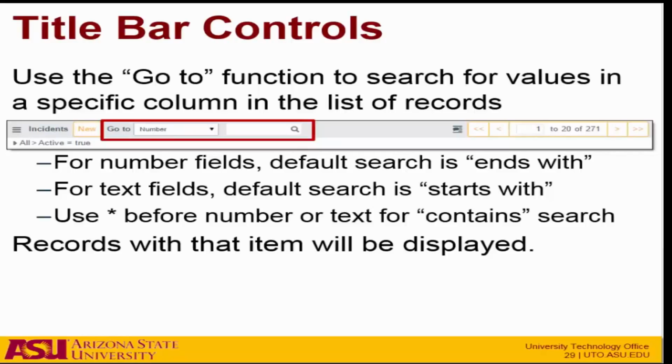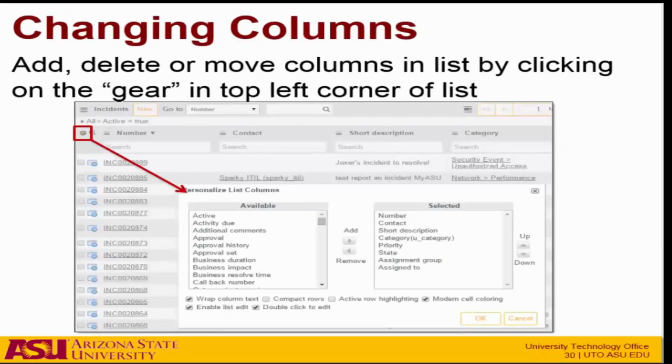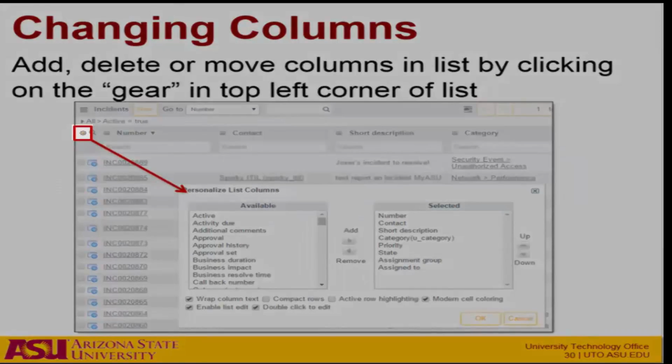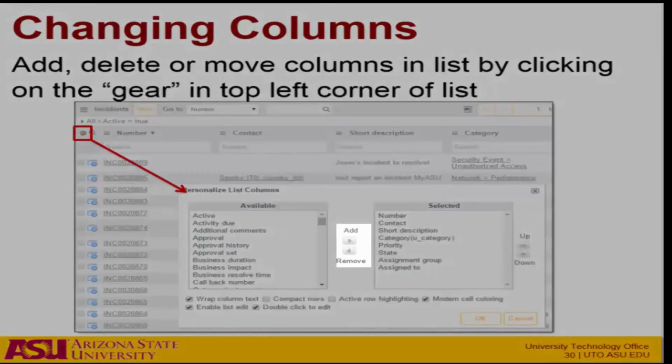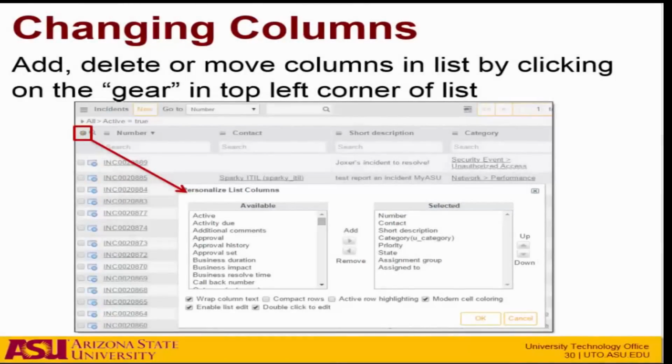The list will come up and it will show a set of columns. Each column is a different field. You can change that by clicking on the gear icon, and then you can move items from the data table in the available list over to the selected list by using the add key. You can also remove columns by using the remove key, and then as you move them up and down the selected column, then they'll move left to right on the list. These changes are per user and they won't affect other users.